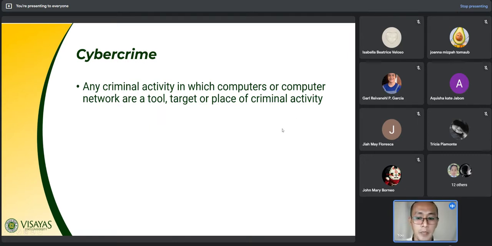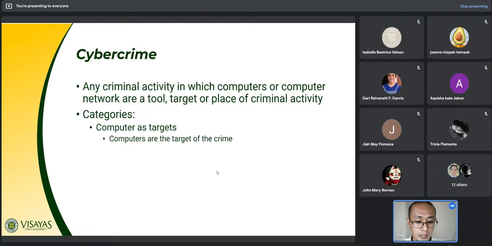So again, class, we say cybercrime is any criminal activity which uses a computer as a tool to commit criminal action. It could be a target, or it could be a place of criminal activity. And we have heard the categories, class, of cybercrime. One is computers as a target. When you say computer as a target, it means to say, class, computers are the target of the crime. They target computers to commit a cybercrime.